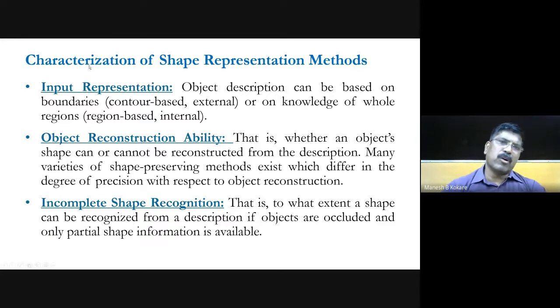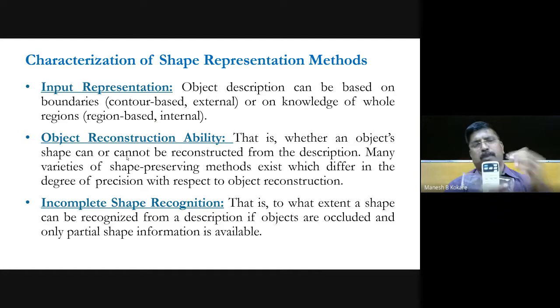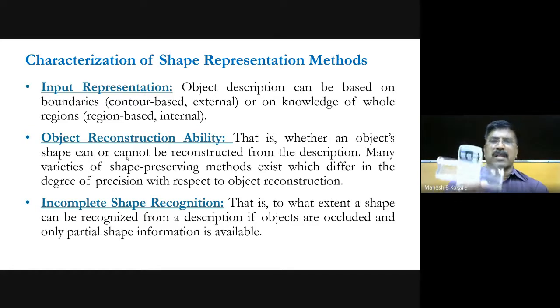Then the third characterization of shape is, can you extract the shape information from incomplete data? For example, I have an occluded object like this. This object is behind this object. Can I reconstruct the shape of this occluded object? Because we have only partial information available here, only this much information is available, whereas this portion of the object is occluded. So can your method reconstruct that occluded part, and so on?